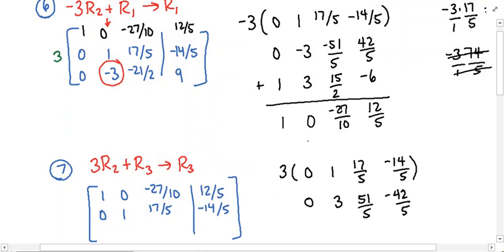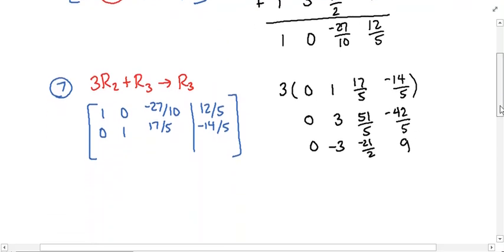Now we're going to add the third row back to it. So you've got to go back to your previous matrix. You've got to write down the third row. So that's going to be 0, -3, -21/2, and then 9. So more yucky numbers. So we've got to add these guys. 0 plus 0, 3 plus -3 is 0. I'm going to go to the calculator and do this guy.